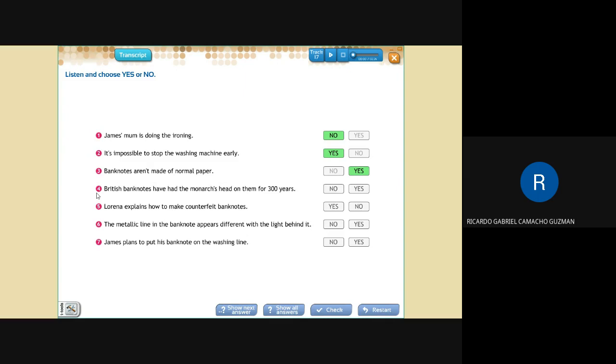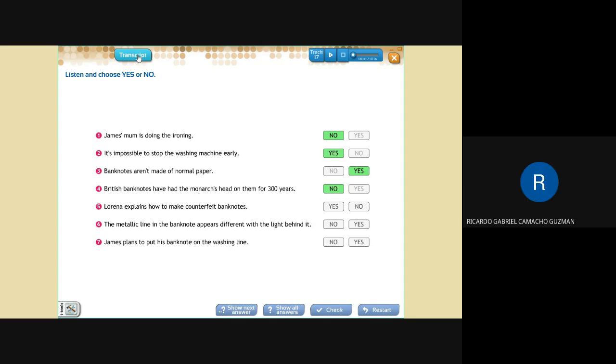Number 4. Who wants to read it? Number 4. Anyone? Cirino, thank you very much. Can you read it? British banknotes had the monarch's head on them for 300 years. Okay. Yes or no? It is a no. All right. Why is it a no?